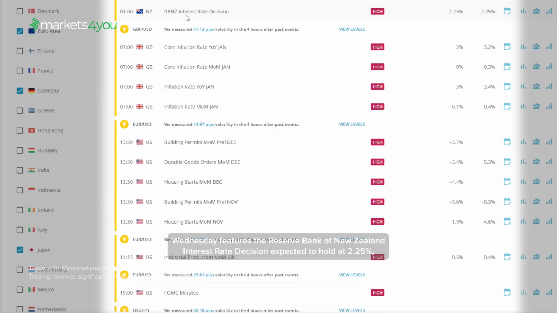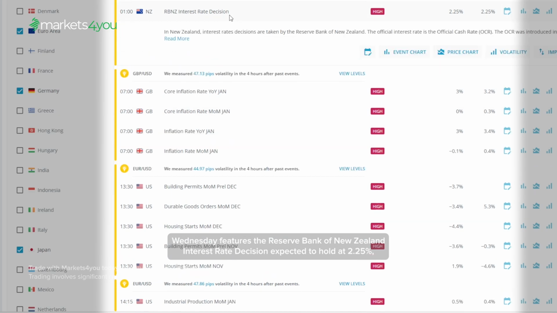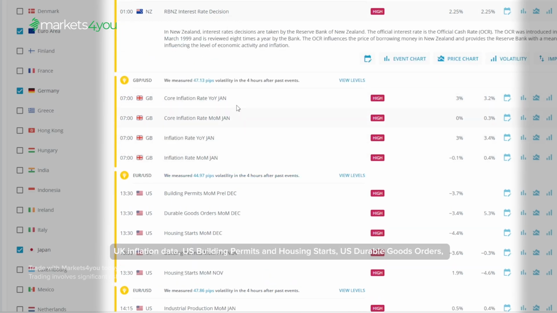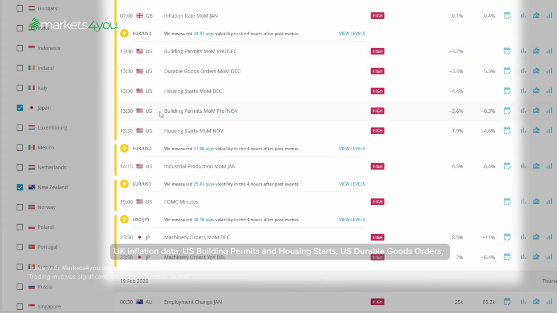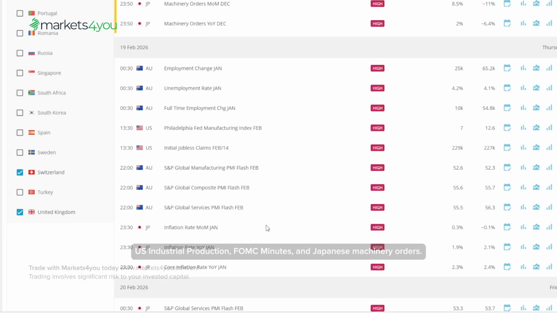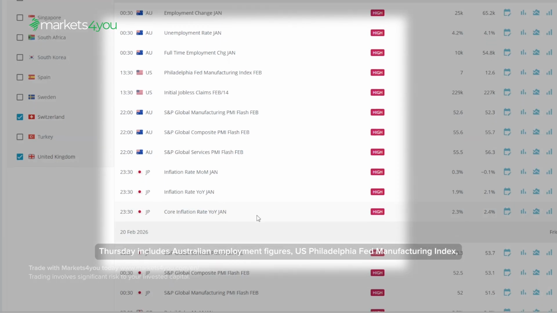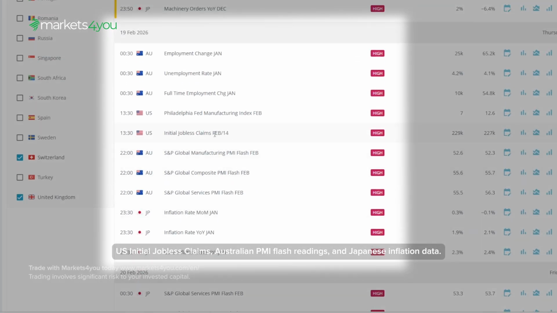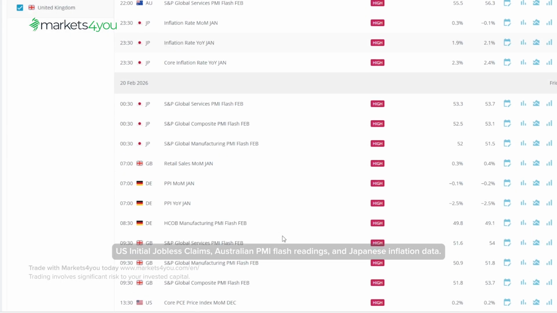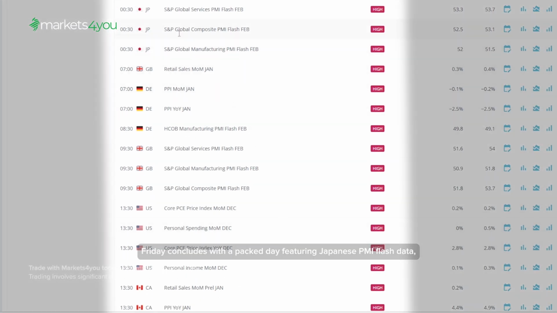Wednesday features the Reserve Bank of New Zealand interest rate decision expected to hold at 2.25%, UK inflation data, US building permits and housing starts, US durable goods orders, US industrial production, FOMC minutes, and Japanese machinery orders. Thursday includes Australian employment figures, US Philadelphia Fed Manufacturing Index, US initial jobless claims, Australian PMI flash readings, and Japanese inflation data.